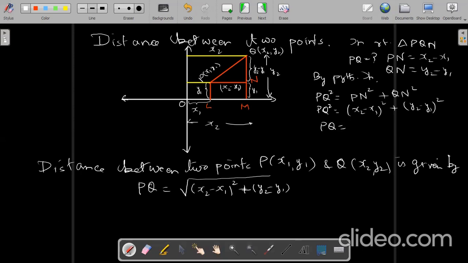So we got the distance formula: the square root of x2 minus x1 whole square plus y2 minus y1 whole square. Okay, this is the proof, but we are not going to do the proof. Like this, we can find the distance between the 2 points.